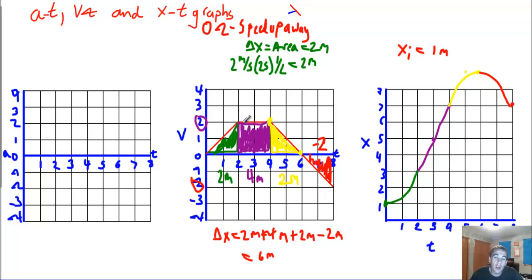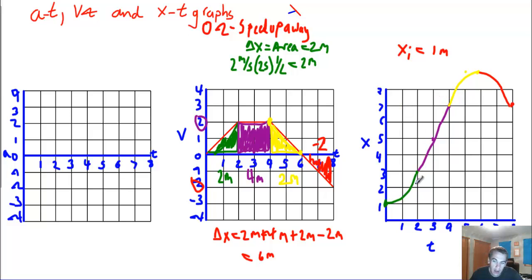Okay, so from a velocity graph to a position graph is easy if you know the initial position, right? Because the area under a velocity time graph gives you change in position. The other way around is also fairly easy. We can do the same process in reverse.